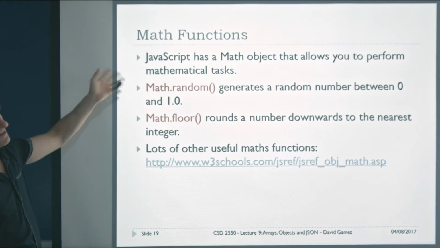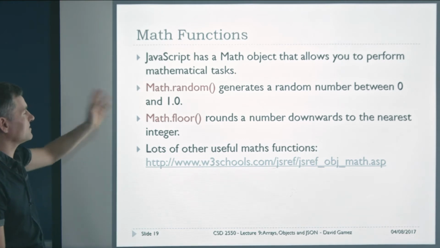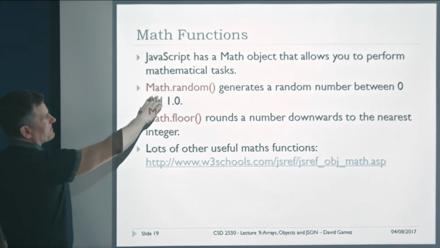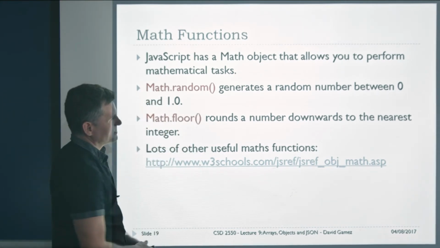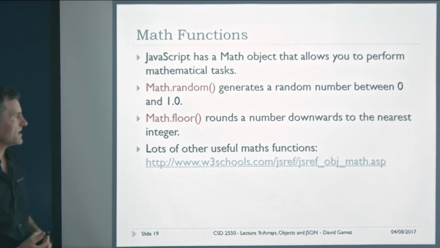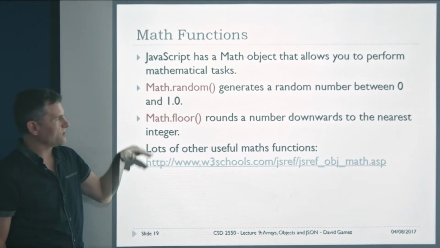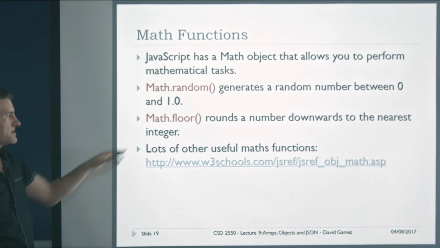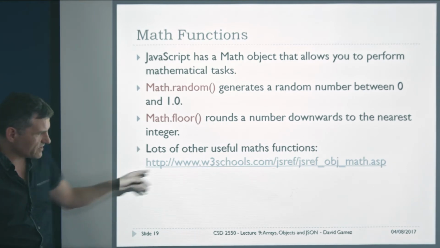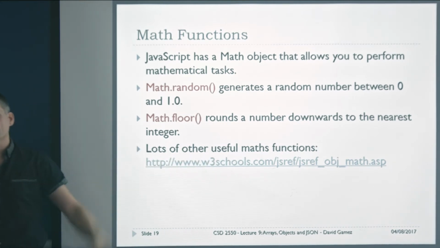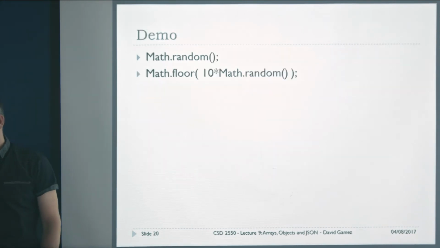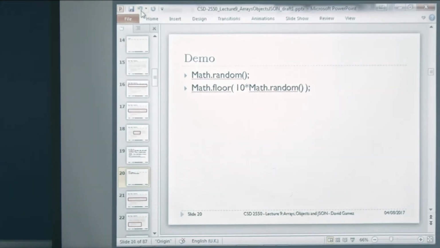So I haven't tried it, but I'm sure it's got cosine and logs and all this kind of stuff as well. The one you probably use the most is math.random, which generates a random number between 0 and 1. And we have math.floor, which will round a number downwards to the nearest integer. If you look up the reference there, there's a bunch of other useful ones as well.